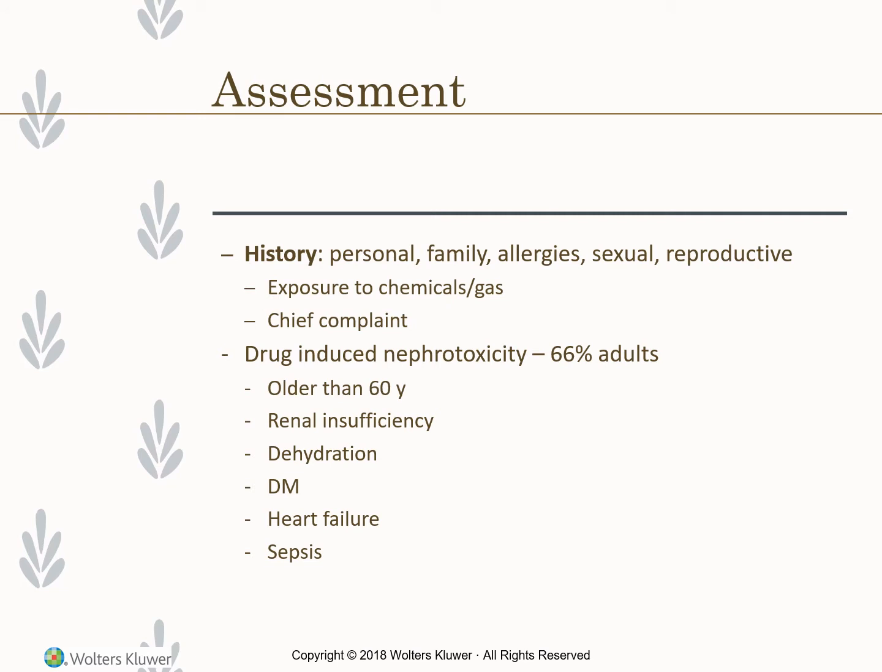For your assessment, you need to take a personal history, family history, allergies, sexual history, reproductive history, any exposure to chemicals or gas, and what the chief complaint is regarding the urine elimination. There is a chance of drug-induced nephrotoxicity, which is 66% in adults older than 60 years old. There's also renal insufficiency, dehydration, diabetes mellitus, heart failure, and sepsis that all affect elimination of the urine.